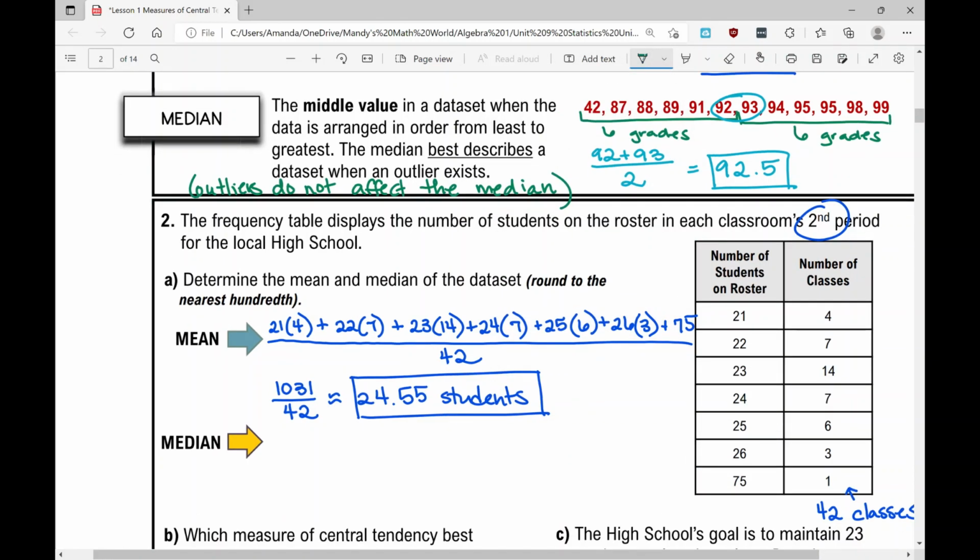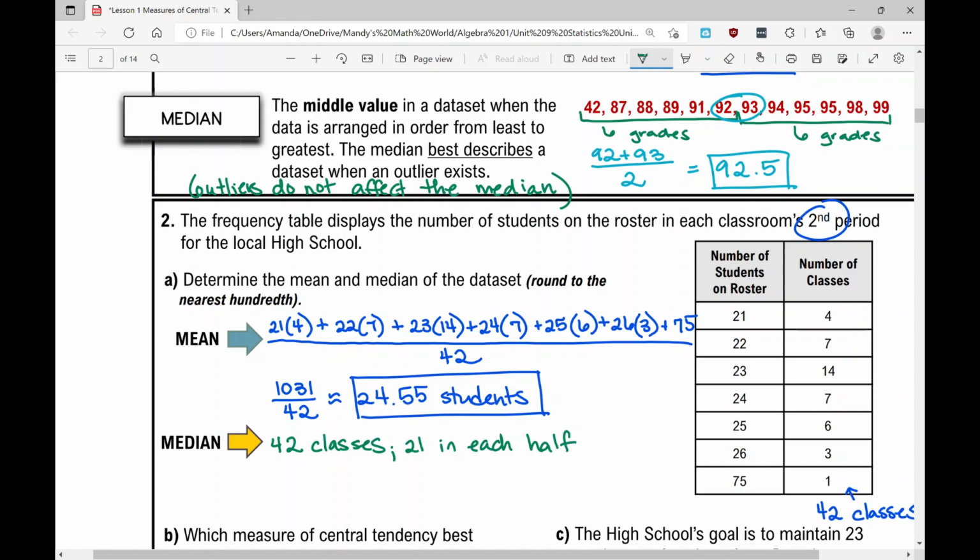Okay, the median, that number's in the middle. I really don't want to list 42 numbers out, right, and find the median. So I would say that there are 42 classes total, which is an even number. That means there would be 21 in each half. So 21 classes in the lower half, 21 classes in the upper half.